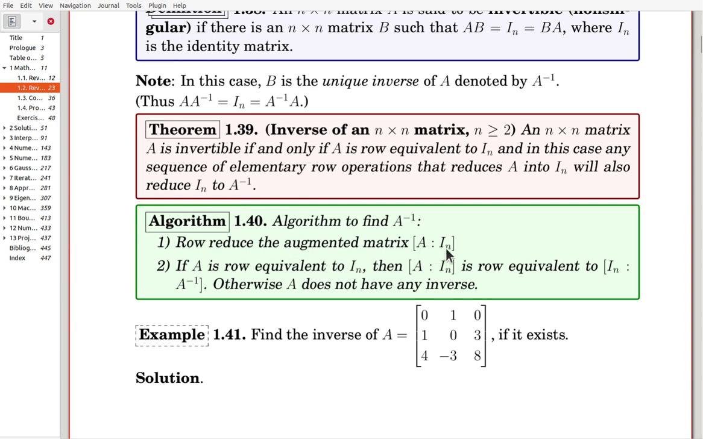Start with A and the identity, here the augmented matrix. This is an n by n matrix, and this is the identity n by n matrix, and we apply elementary row operations to make the left side identity. Then the right side becomes A inverse. Once you try to find the inverse of a matrix, you attach the identity matrix and apply elementary row operations to make the left side identity, then you can get its inverse.